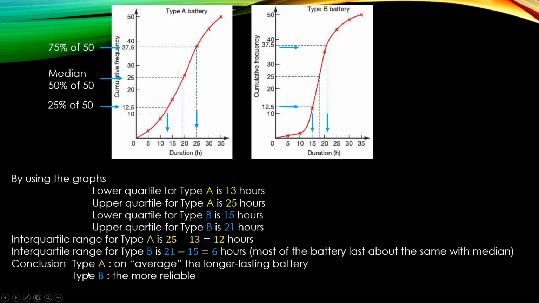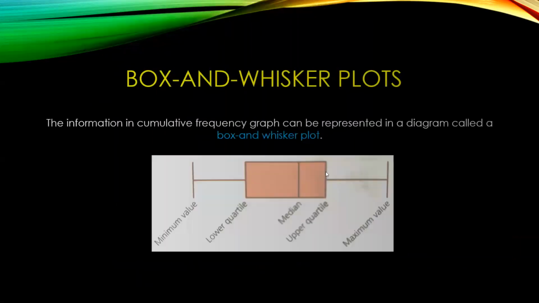So the conclusion is type A is on average long-lasting only, because you have a big spread here, and the median is right here. Some of the batteries last much longer, and some very short. So the range is very big. Whereas type B is more reliable because everything is close to the median. The range here is very small. Okay, this is about cumulative frequency.